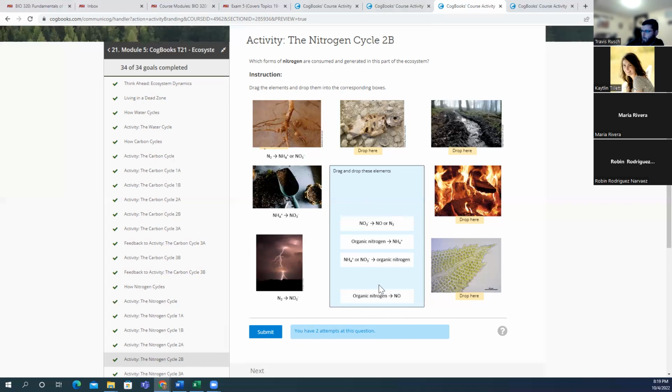So again, we can rule it down to these two. But what is typically a byproduct of the organic nitrogen? What does it give off? To give off nitric oxide gas or ammonium? Yeah, it gives off ammonia gas.